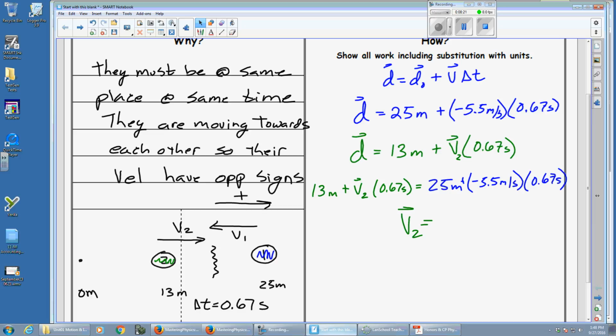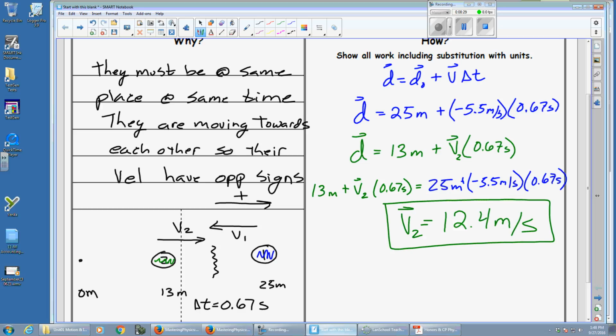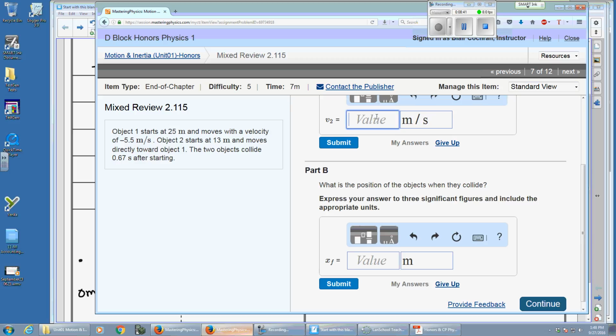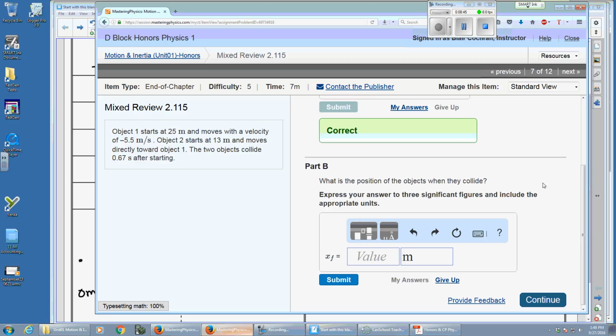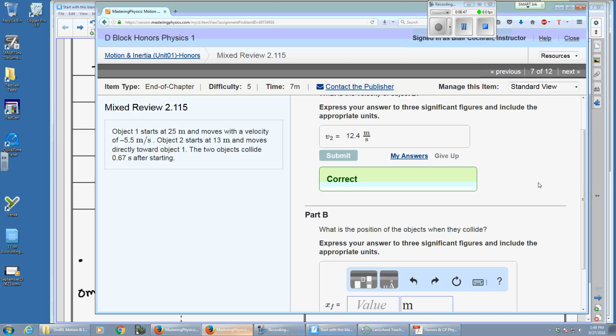And I get an answer of 12.4 meters per second. Notice I automatically recorded it in 3 sig figs. I remember to add units. Let's see if I'm right. I like when I'm right. Yay! That green correct bar makes me very happy.